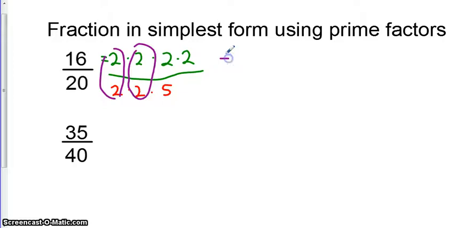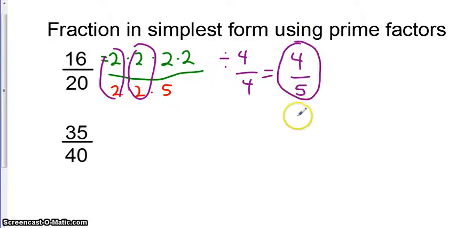So we can continue on by saying we can divide both the top and the bottom by 4 over 4. 4 over 4 is 1. Dividing by 1 doesn't change anything. It's just going to change how it looks. It's not going to change the value. So 16 divided by 4 is 4. 20 divided by 4 is 5. 4/5 then becomes our fraction in simplest form using prime factors.